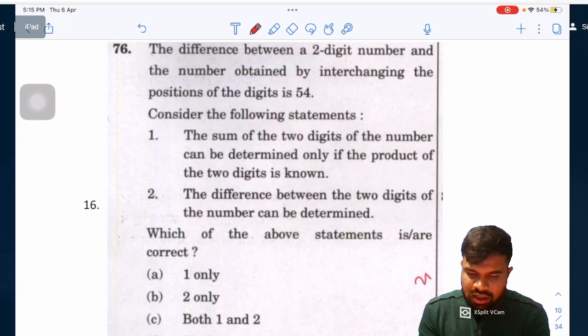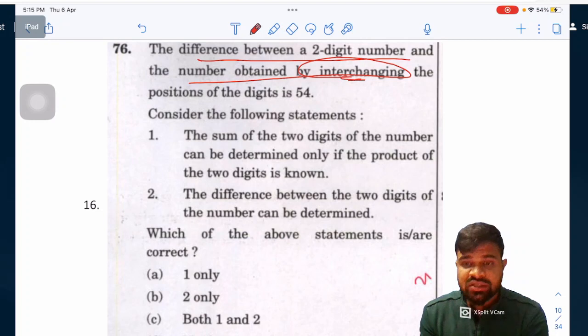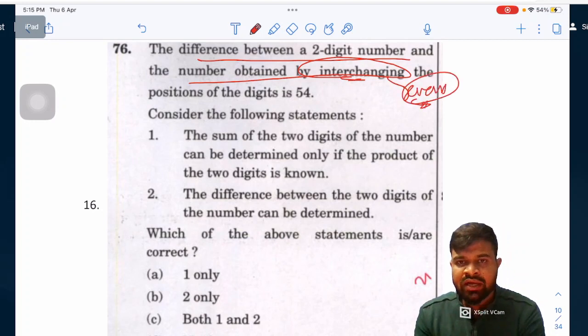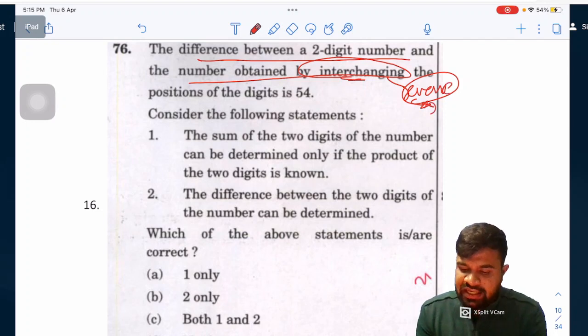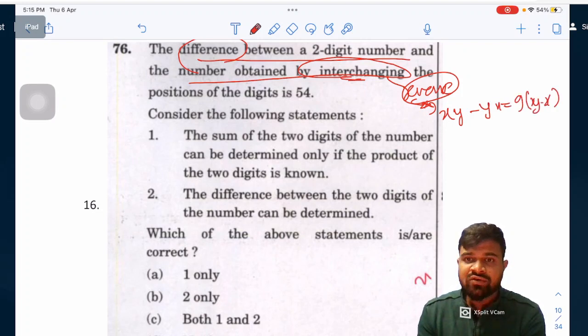See, the difference between a two-digit number and the number obtained by interchanging the positions is nothing but a reverse. As I've told you, the line of thought for this reverse thing is that whenever you find a reverse, you will understand that the difference is also there. Now we know that the difference xy minus yx should be a multiple of 9 into y minus x, or x minus y. That is a catch whenever you multiply it anyway.